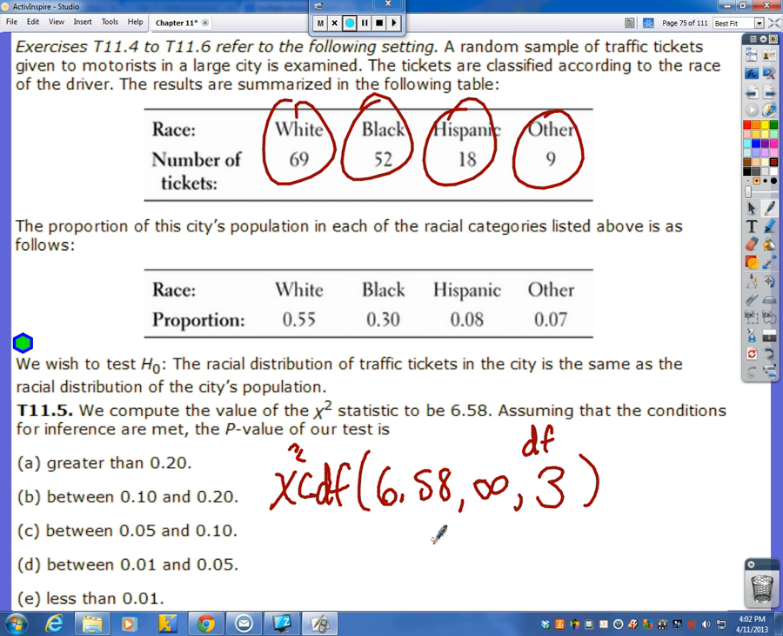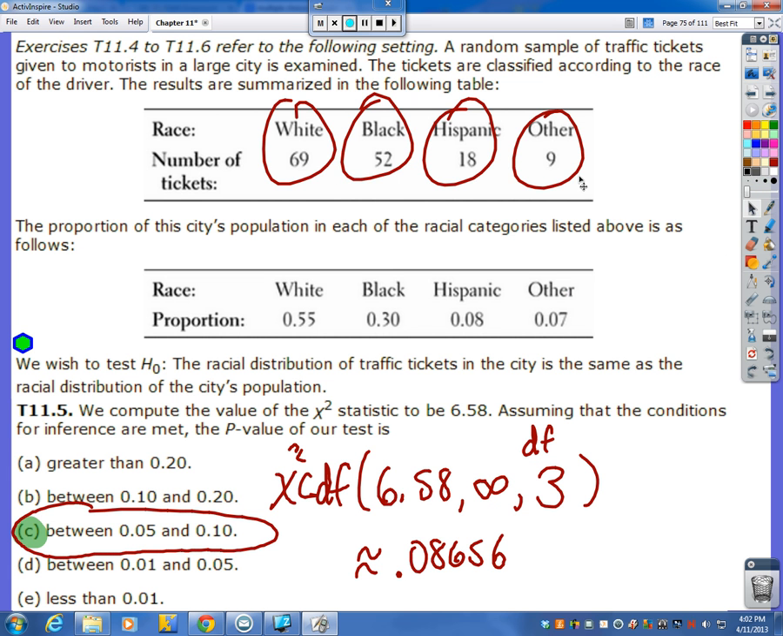So if I go to where normal CDF and TCDF was and scroll down a bit, my lower bound is 6.58, upper bound infinity, 99999, 3 degrees of freedom, and I get an answer that is approximately 0.08656. Now, if I look at this, it doesn't give me exactly something like that, but it gives me some ranges. So I am in between 5 and 10%, so I am here at C.